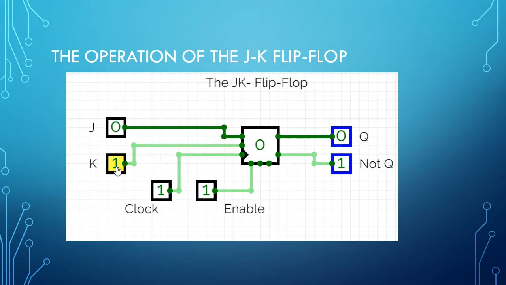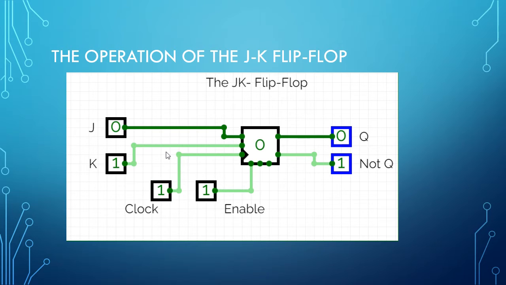The K is at a 1, therefore the NOT Q is at a 1. We have an enable here that must be at a 1 to enable the operation. And this input here, we're going to simulate the clock. Good. So let's set the flip-flop.